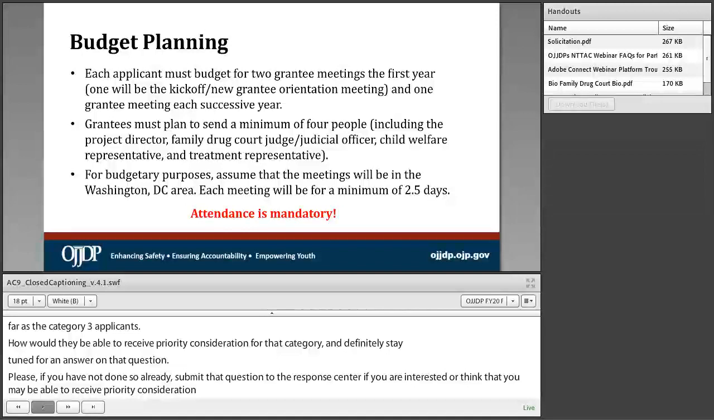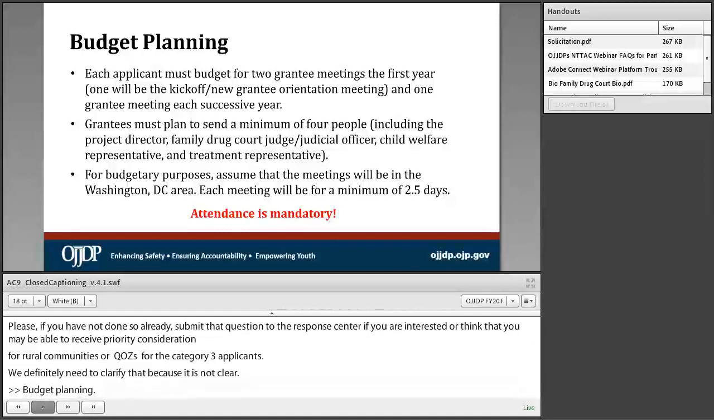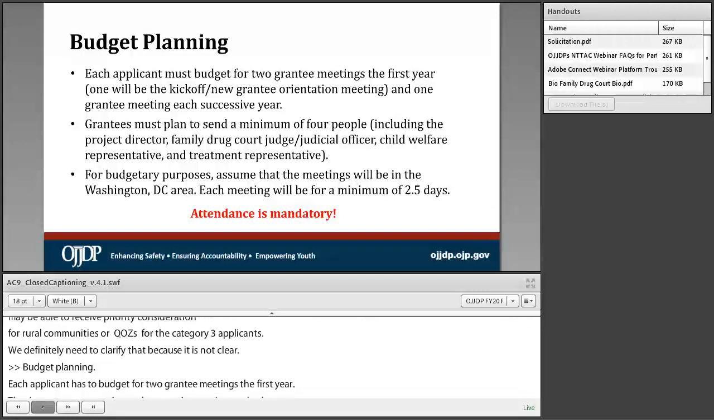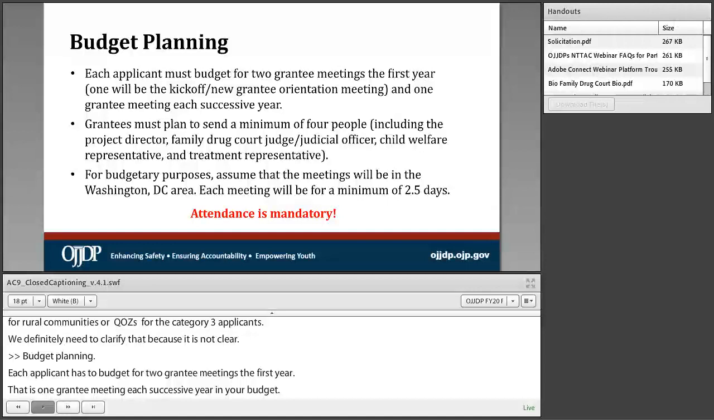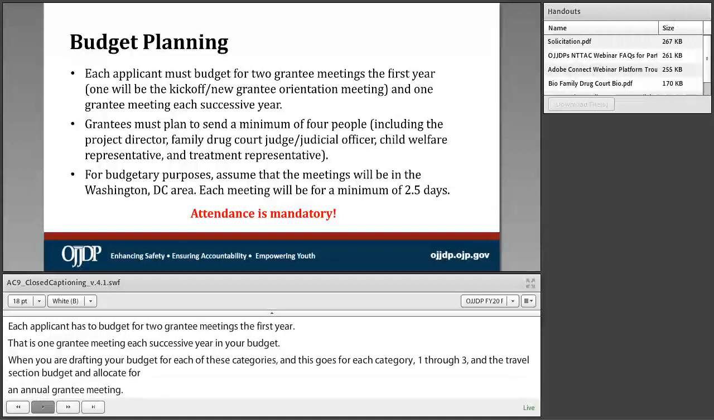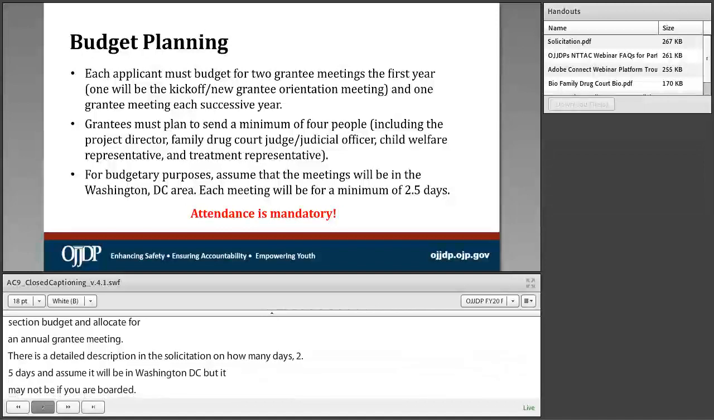So, budget planning. Each applicant has to budget for 2 grantee meetings the first year and 1 grantee meeting each successive year in your budget. So when you are drafting your budgets for each of the categories, and this goes for each of the categories 1 through 3, in the travel section, you need to budget and allocate for an annual grantee meeting. There's a detailed description in the solicitation of how many days, 2.5 days. Assume that it'll be in Washington, D.C. It might not be if you're awarded, but just for purposes of creating a budget and allocating money for travel for annual grantee meetings, we will be looking to make sure that it is in your budget, so make sure that it is in there.